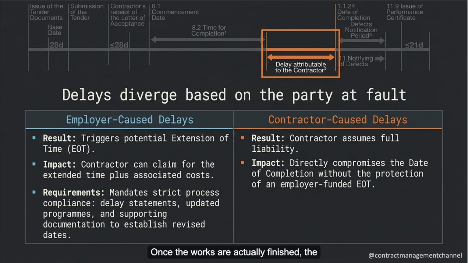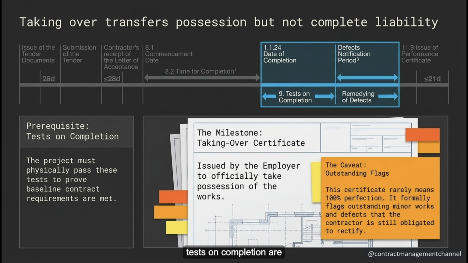Once the works are actually finished, the tests on completion are carried out to confirm everything meets the contract requirements. Once those tests are passed, the employer issues a taking over certificate. This certificate might flag a few things: some outstanding work still to finish, maybe a few defects that need rectifying. All of that gets addressed during what's called the defects notification period.